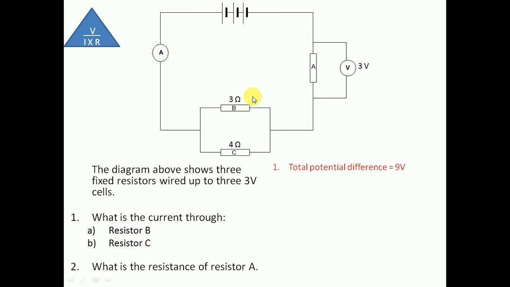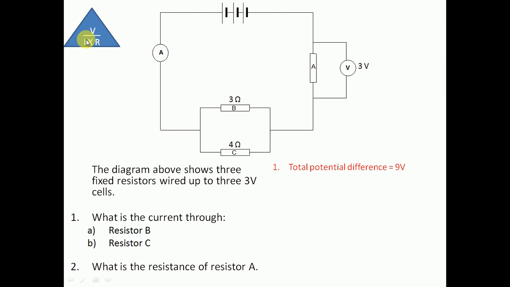So what is the current through resistor B? We've just worked out that it has a potential difference of 6 volts and a resistance of 3 ohms. So what is the current? Current is potential difference divided by resistance. The potential difference we've already worked out was 6, since 3 is there and there's 6 left over here. So it is 6 divided by its resistance of 3, which gives us 2 amps.